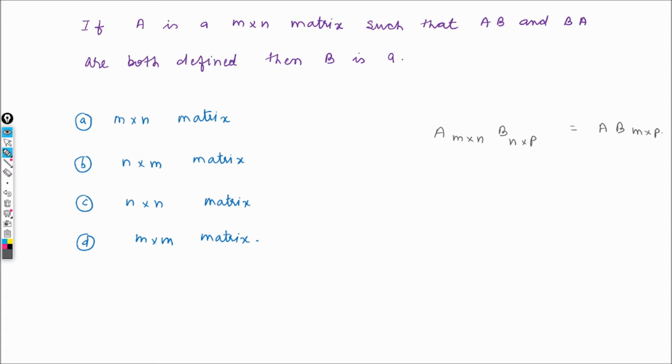Then, to define the BA matrix, B and A matrices. So B matrix is supposed to be N by P, and A is M by N, already given. So for BA to be defined, P must be equal to M. Therefore B must be of order N by M. So therefore we can say that B will be our answer.